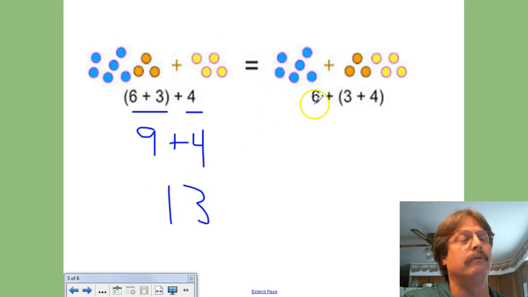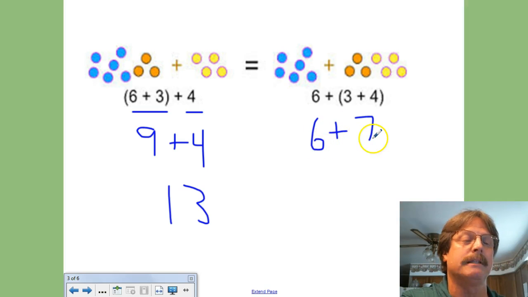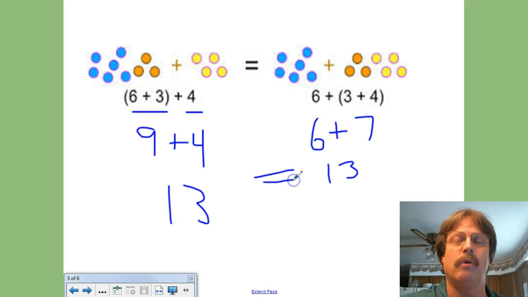And then over here we've regrouped it now. We've moved the tans over with the yellow ones. So it's still the same chips, if you will. So it's 6 plus 3 plus 4, 6 plus 7, and that equals 13. So these two are still equivalent to each other. It's just the order that we've done them in.